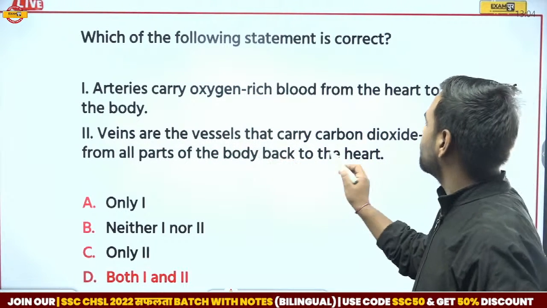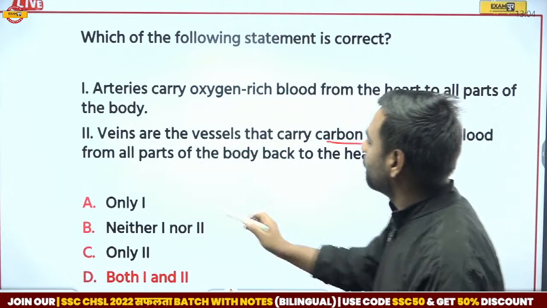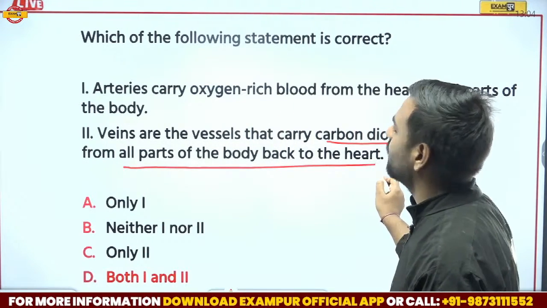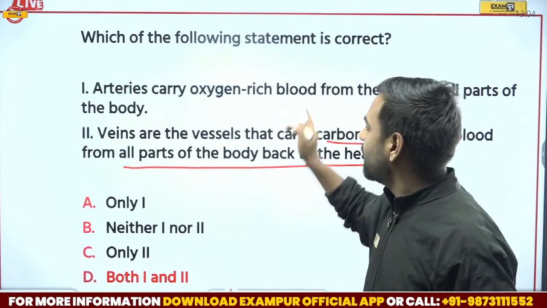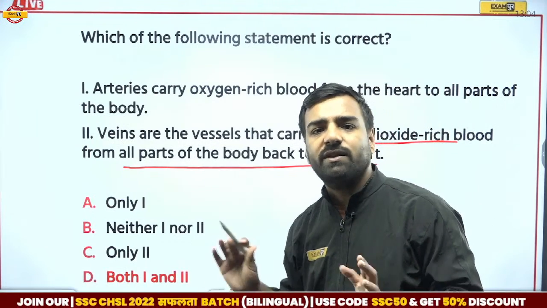So veins are the vessels that carry carbon dioxide rich blood from all the parts of the body back to the heart. And from the heart to the body, that is arteries with the oxygen rich blood.